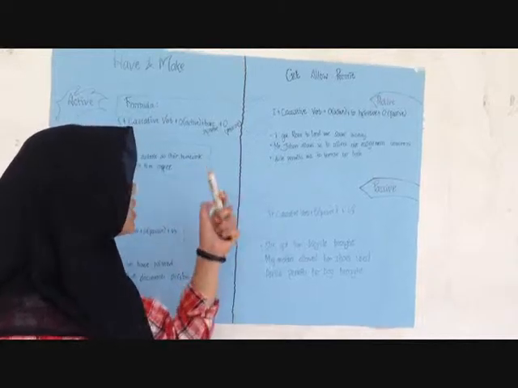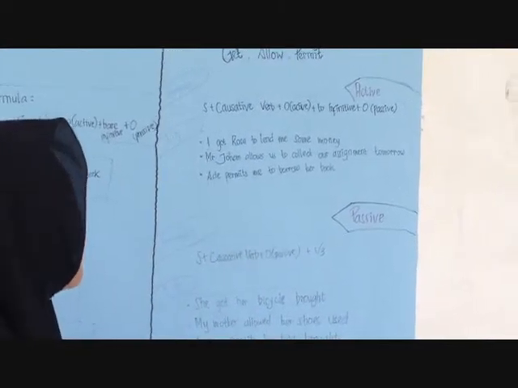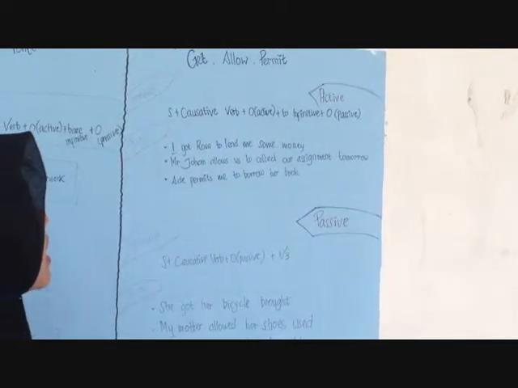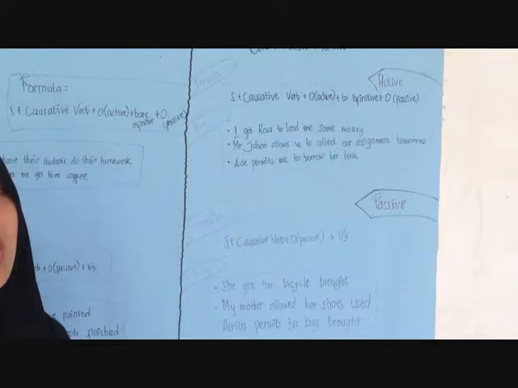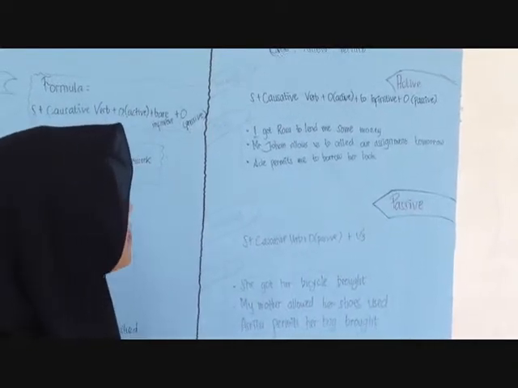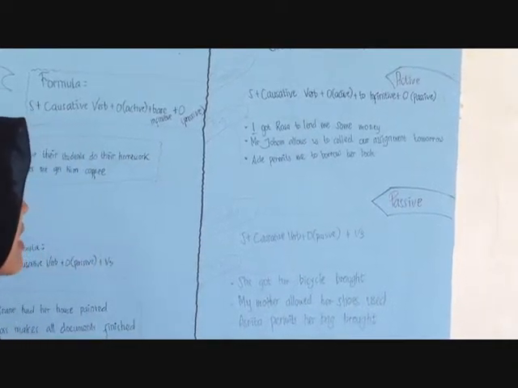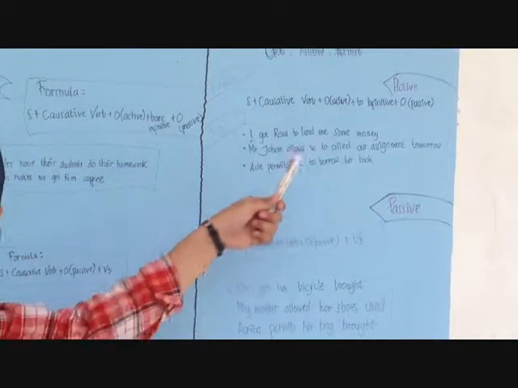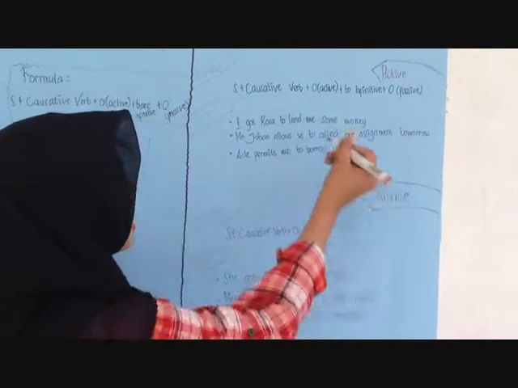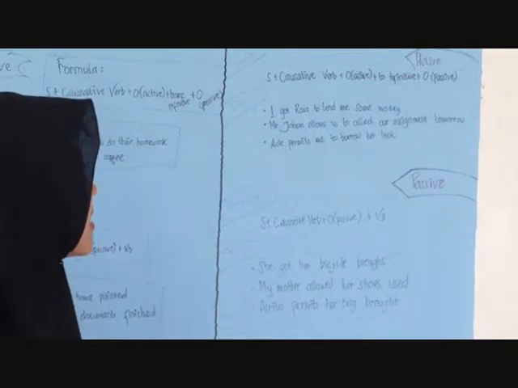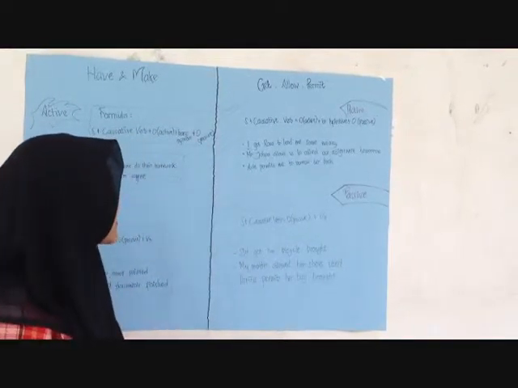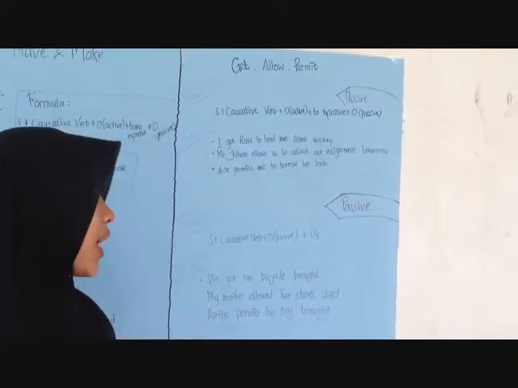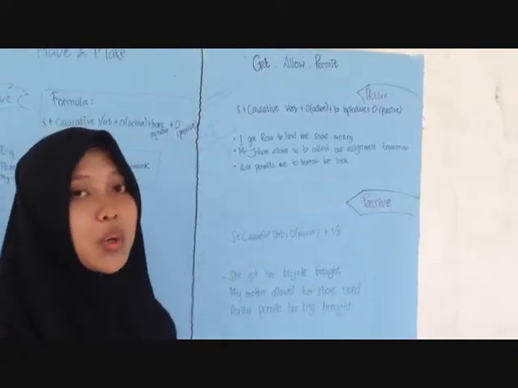And let's go to the example. First, I got Rosa to lend me some money. I here is the subject, got is the causative verb, Rosa is the active object, to lend is the to infinitive, and me some money here is the object passive, but me here is the indirect object and some money is the direct object. And next, the example is, Mr. Johan allows us to collect our assignment tomorrow. And the next, Ade permits me to borrow her book.